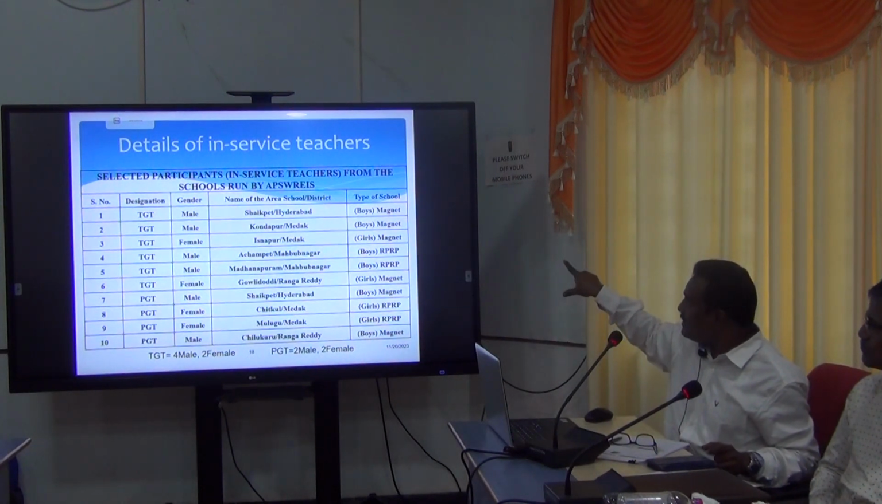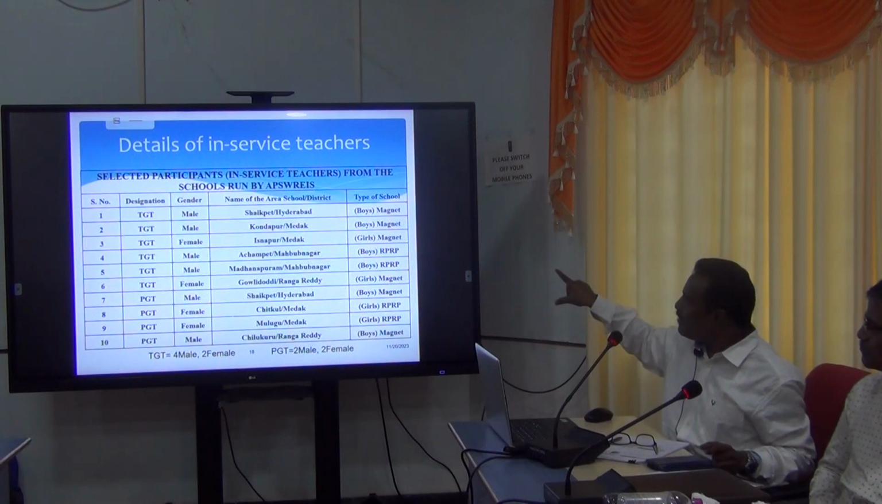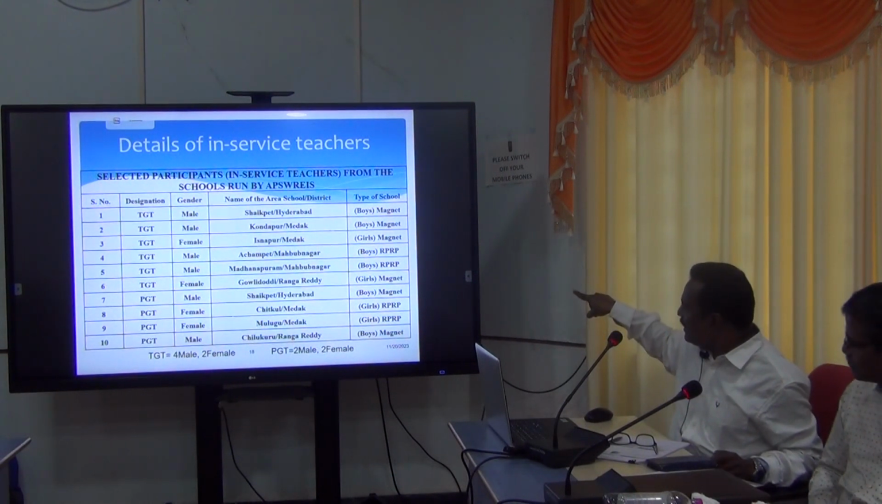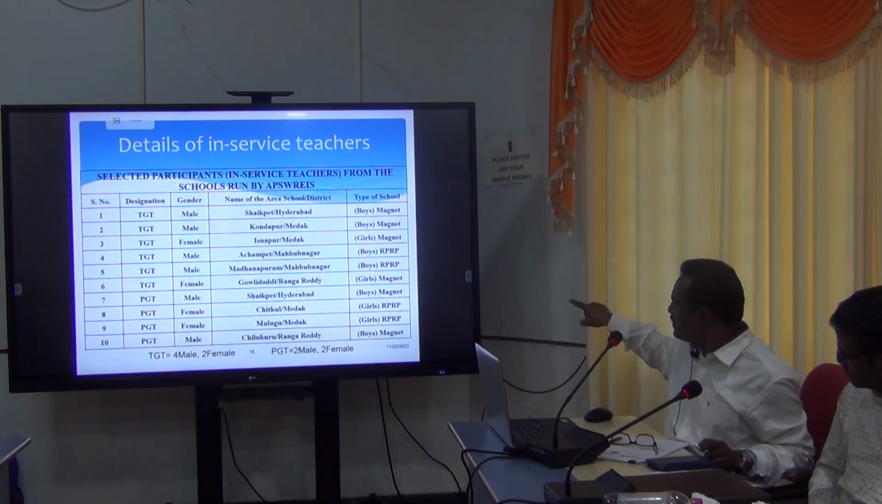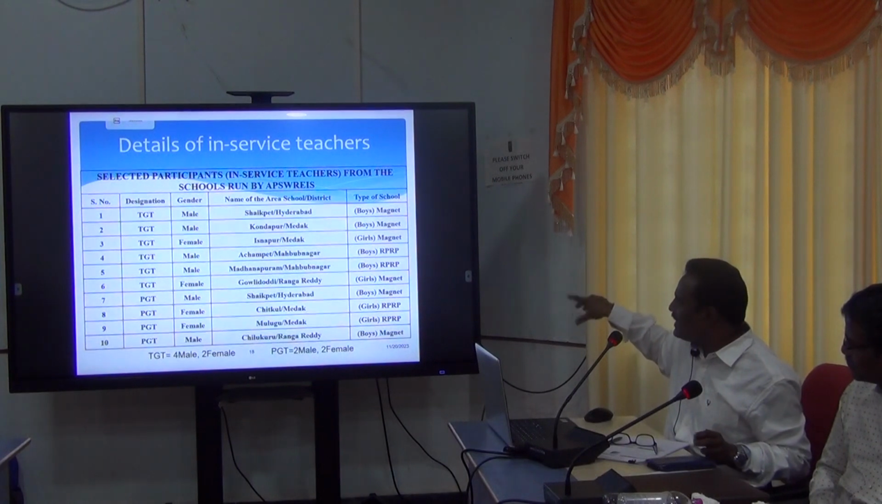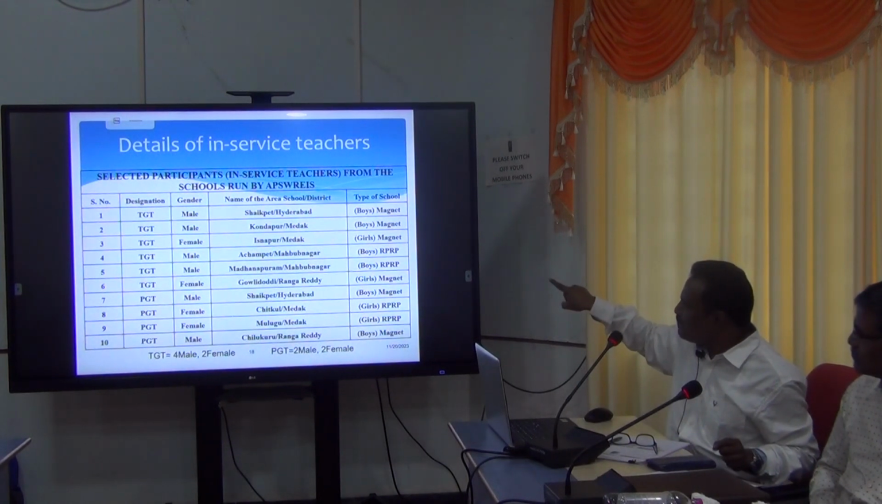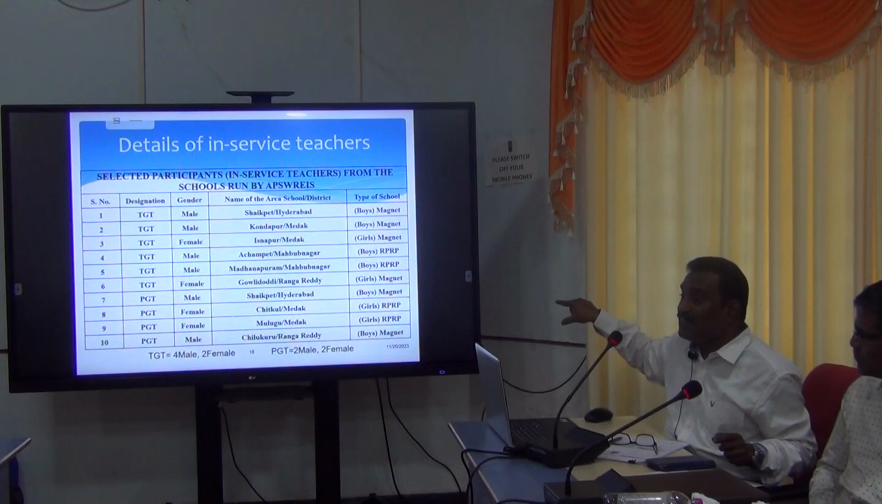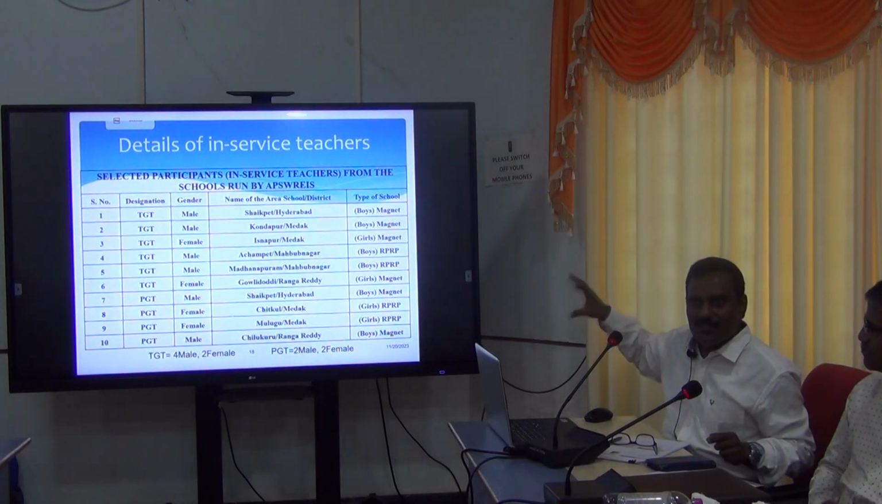The selected participants were in-service teachers from the schools run by residential schools. So here the RPR, Rural Poverty Reduction Program, is one school, and the graduate schools are the other. These are the two different regions. One is Hyderabad, Medak, Padapur, Isnapur Medak, Achanpet Mahbub Nagar. So here we have the School of Excellence, where they train for NEET and IIT.